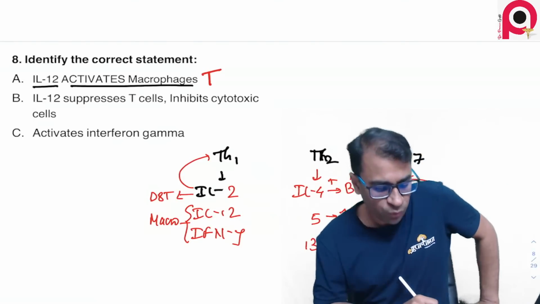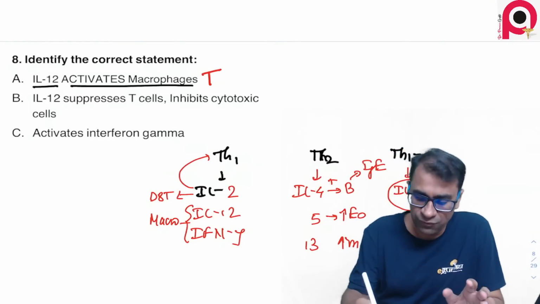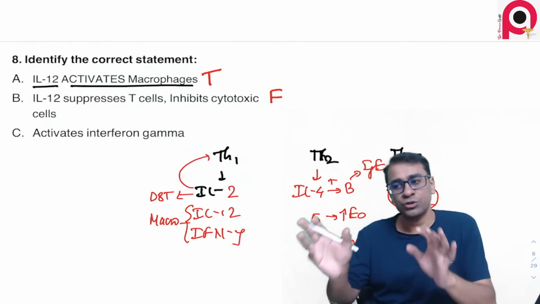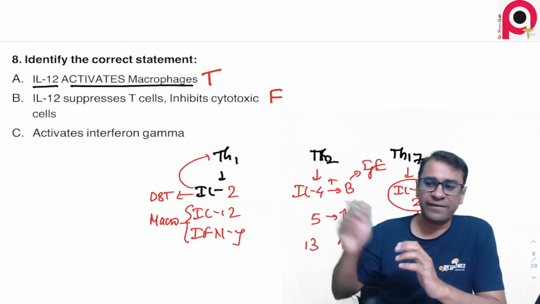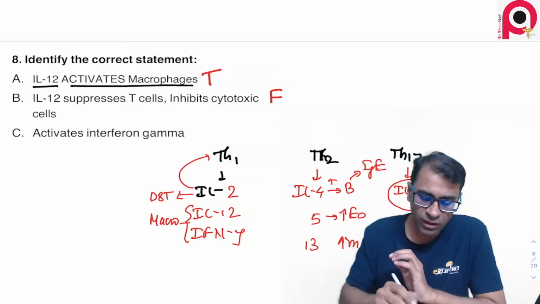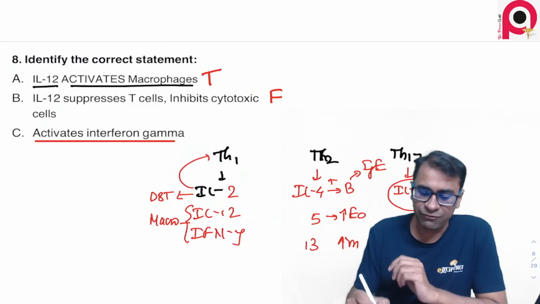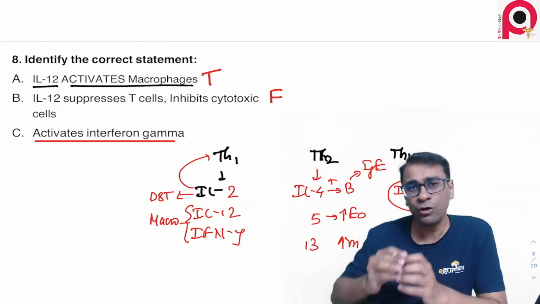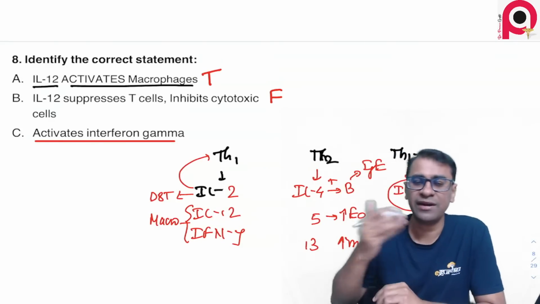The second statement was that IL-12 suppresses T cells or inhibits cytotoxic T cells. Well, this is a false statement. So if the options were recalled like this, the first statement was true and the second statement was false. The third is that it activates interferon gamma. Surely, IL-12 will not directly activate interferon gamma, but will activate macrophages, which will then release IFN gamma.